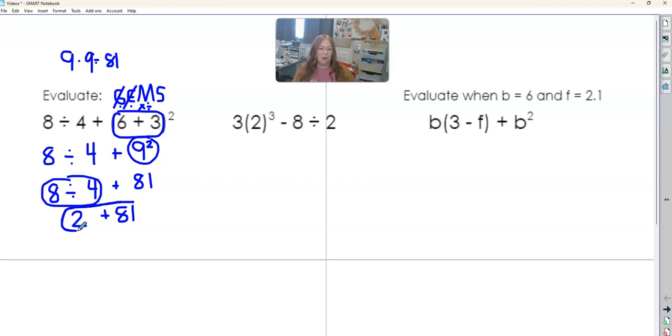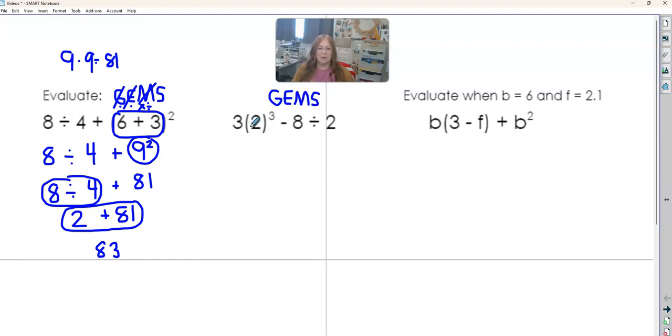So now we just have one operation left. 2 plus 81 is 83. So every time we're starting from the left, we're working over and we're following our GEMS. So we finished our multiplication. All we had left was this addition problem that we did. Okay, so let's set up our problem with our checklist, GEMS.